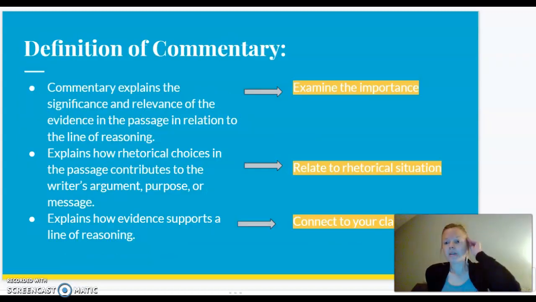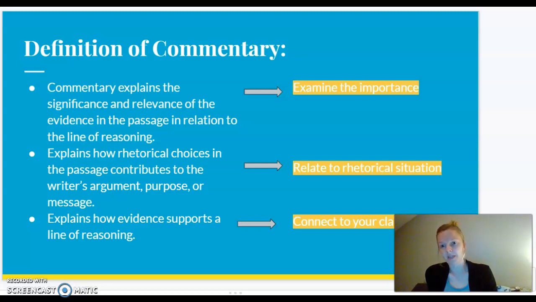Okay, so these are the 3 different types: examine the importance of the commentary, relate the rhetorical situation, and connect to your claim. Commentary explains the significance and relevance of the evidence in the passage in relation to the line of reasoning. So you always want to explain, why is this important? That to me is the so what question that we talk about so often.